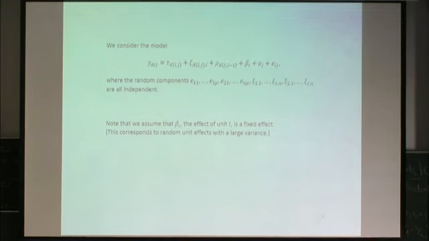So, as I said, we consider this model, and the random components, the errors and the random interactions, are all assumed independent. Just one remark: we assume that the effect of the unit, it should be subject, we changed it, and I even changed it in the title, but I forgot to change it on the slide. The effect of the subject is a fixed effect. That's because we assume that it's in reality a random effect, but with a large variance. There's a large difference between assessors.